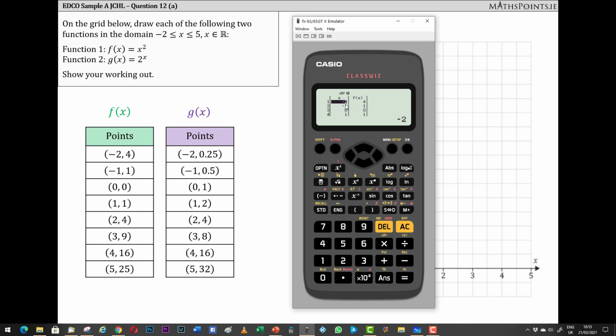So if I check the answers now, I have -2, 4, I have -1, 1, 0, 0, 1, 1, press the down button to get the next, 2, 4, 3, 9, 4, 16, and 5, 25, and those are valid answers. Let's quickly do it for the g of x function.